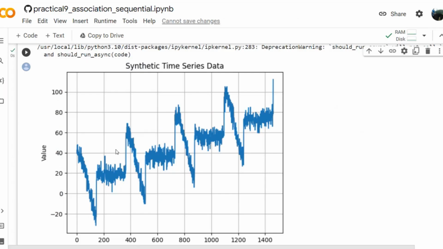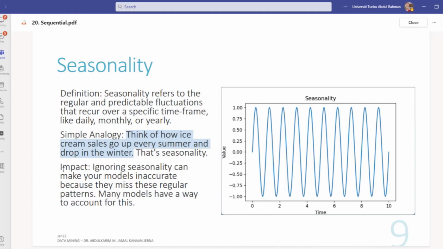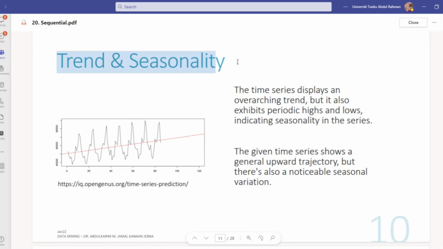Now, looking back here, do you see there's seasonality or no seasonality? There's seasonality, right? If you notice, there's a repetitive pattern, the same over time, keep repeating. So now we can sense from this figure there's a trend and seasonality. So actually a figure can have both, trend and seasonality, like this example.